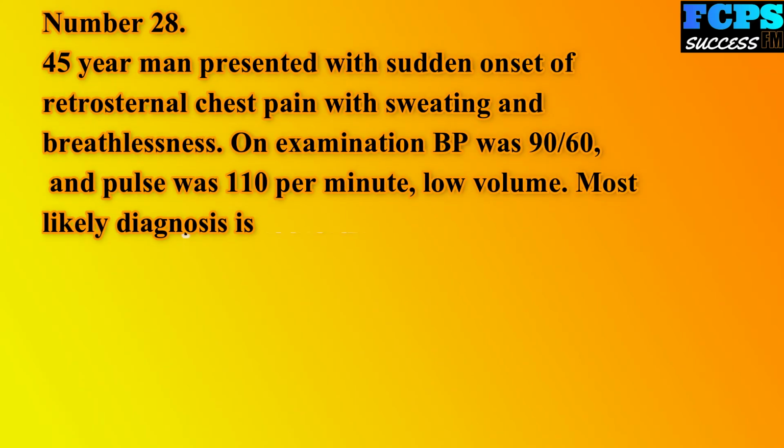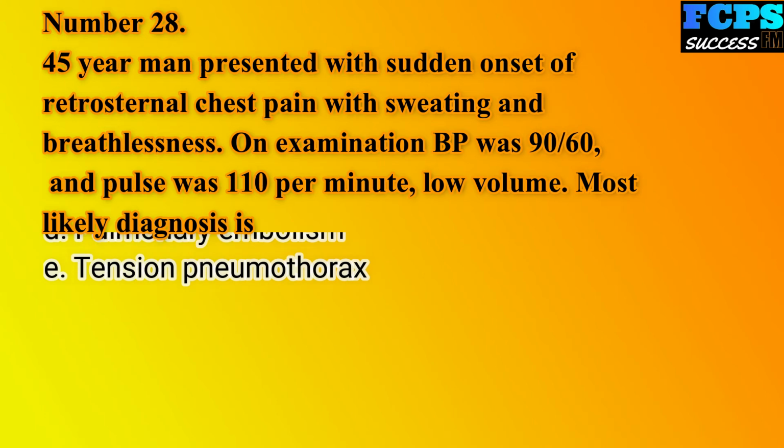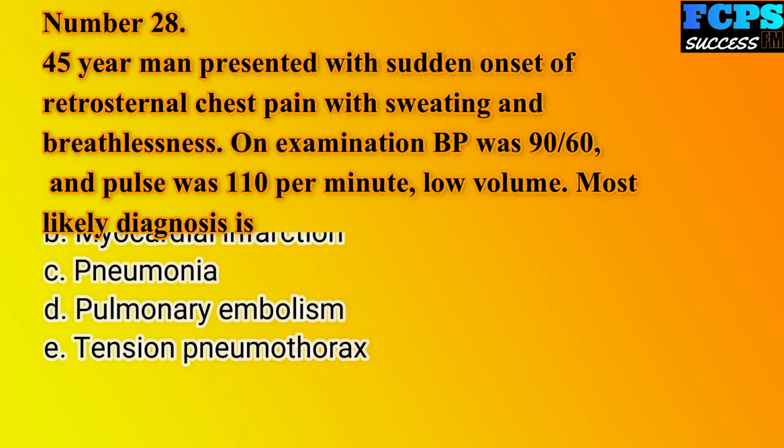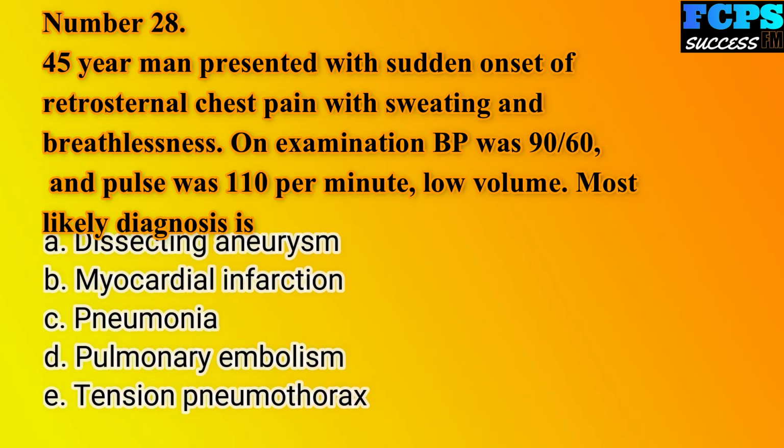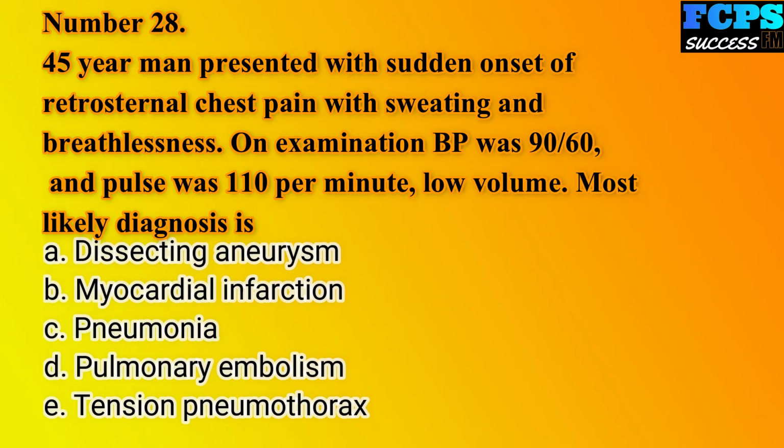Number 28. A 45-year-old man presented with sudden onset of retrosternal chest pain with sweating and breathlessness. On examination BP was 90/60, and pulse was 110 per minute, low volume. Most likely diagnosis is A. Dissecting aneurysm, B. Myocardial infarction, C. Pneumonia, D. Pulmonary embolism, E. Tension pneumothorax. Correct option is myocardial infarction.